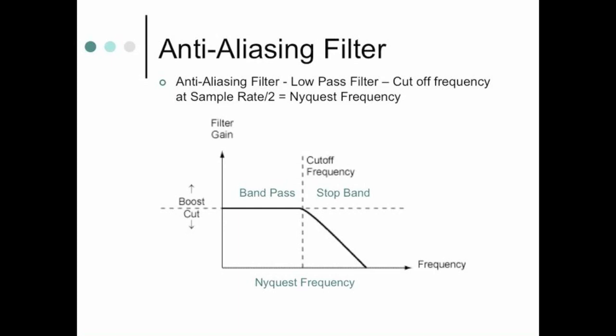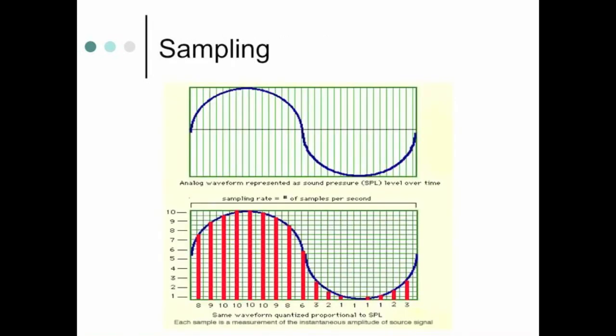Anti-aliasing filter is a low-pass filter. Frequency cutoff of the filter is the sample rate divided by 2. That's called the Nyquist frequency. So this is how sampling works.